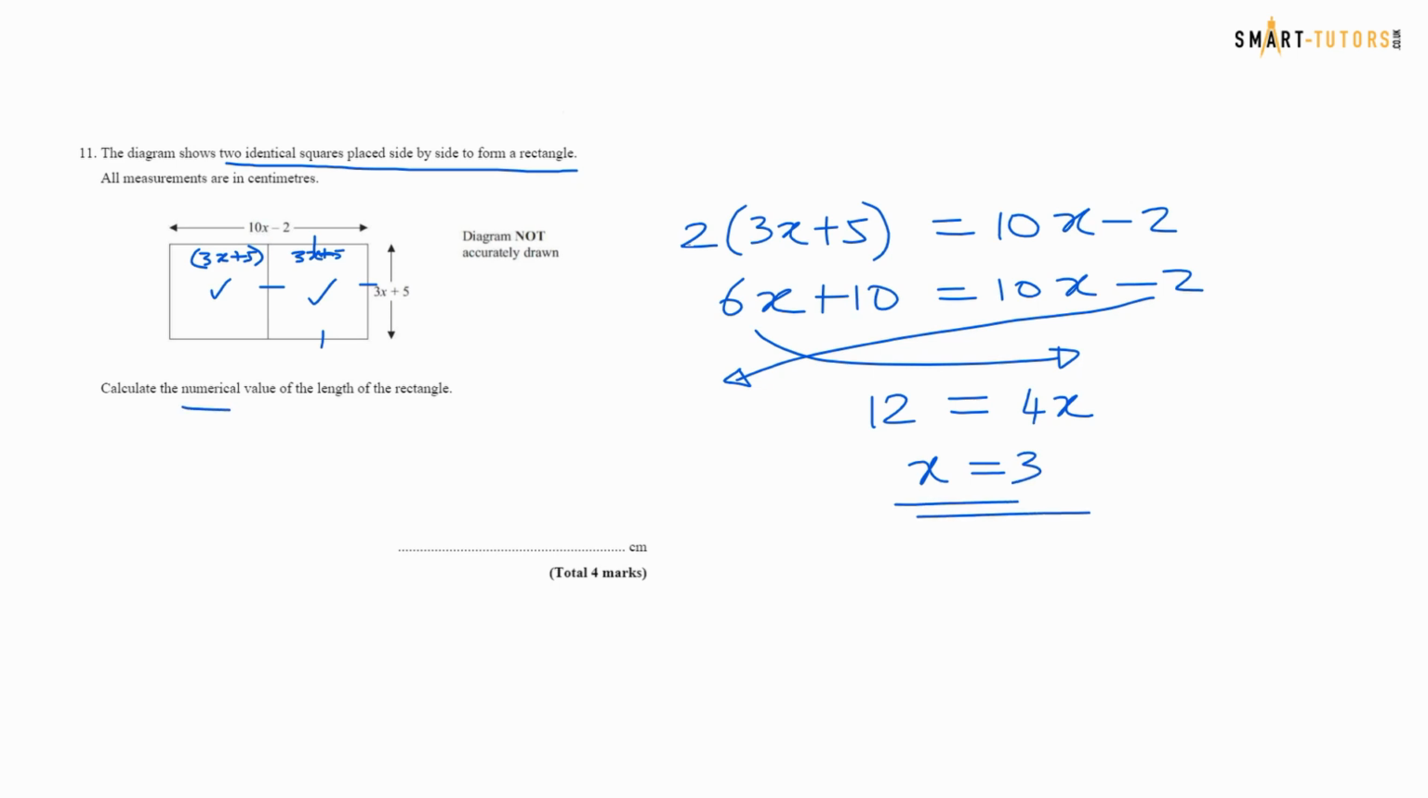Find the numerical value of the length of the rectangle. So the length equals 10x minus 2. So 10 times 3 is 30, take away 2 is going to be 28 centimeters. That is our final answer.